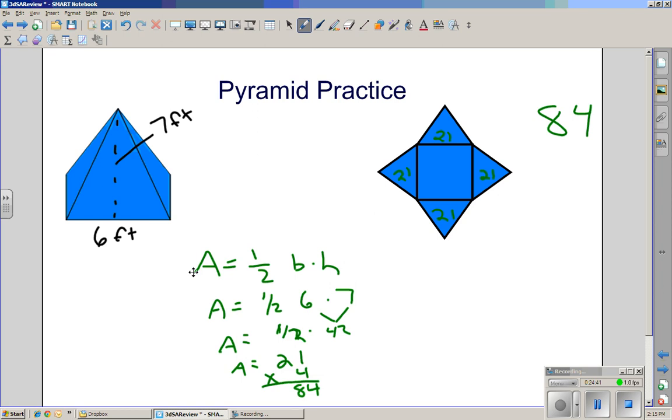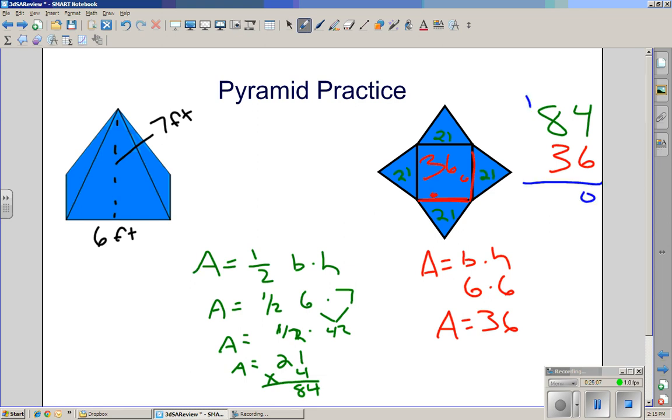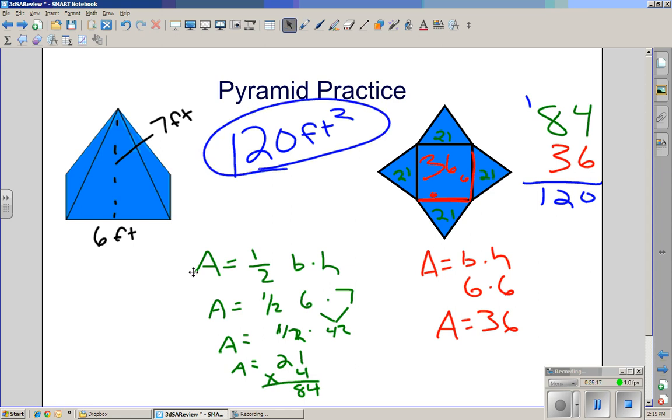Finally, I have to find the area of my base. I know that one side of my square is 6, so that means the other side must be 6 as well. 6 times 6, my area is 36 of my base. I write that to the side. Now we solve. 4 plus 6 is 10. Carry the 1, that's 9, that's 12. My final answer is 120 feet squared. That will do it for pyramids.